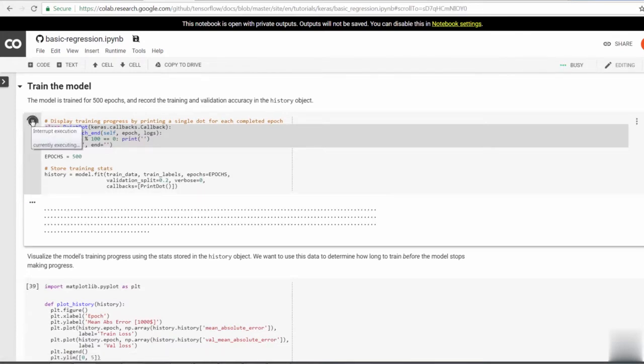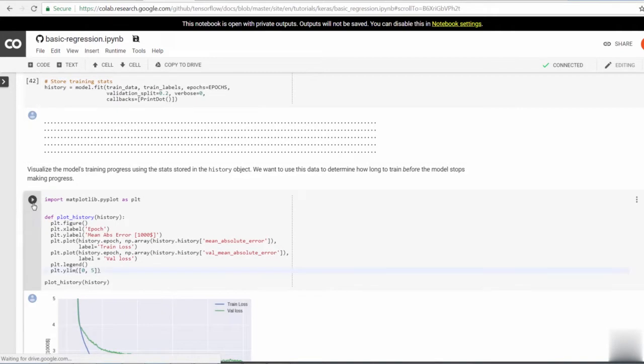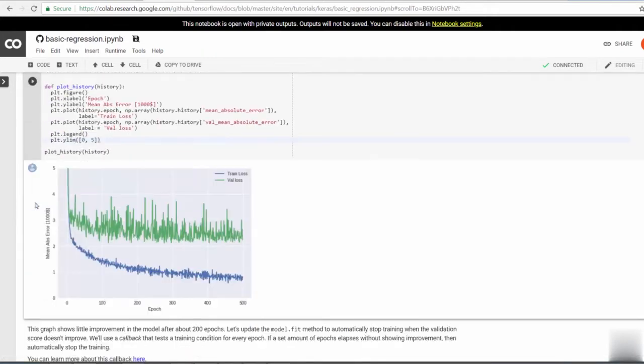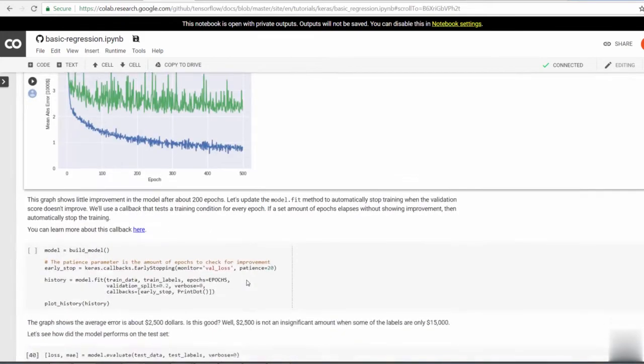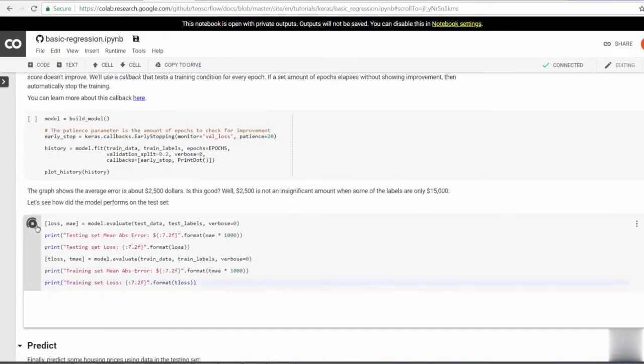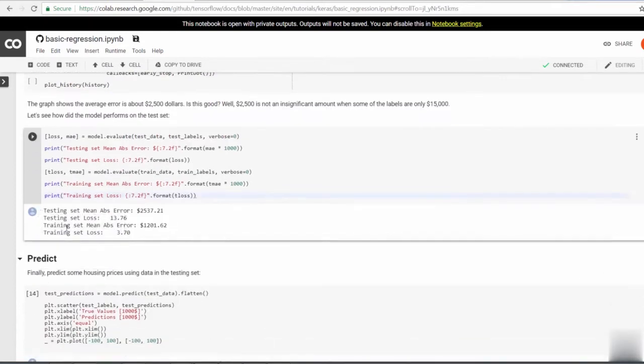Since you have increased the number of neurons, this is taking a bit longer, as you can notice. All right, it's complete. Let's plot it now. So there you go, a lot of ups and downs, but as you can see, the mean absolute error is now below 1, which is a good thing. Let's go and print the actual numbers. So here you have a loss of 3.7, so 1200, and 13.76. This is almost the same as your average run.